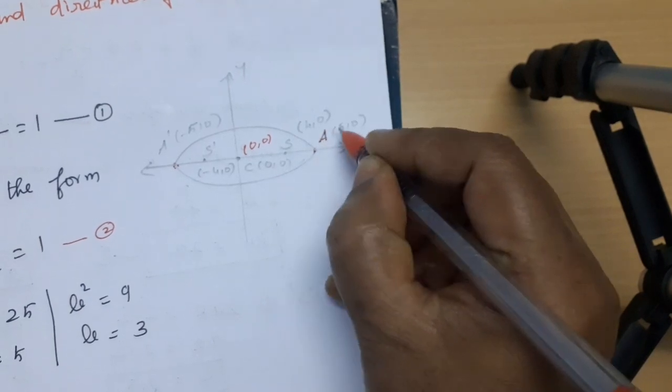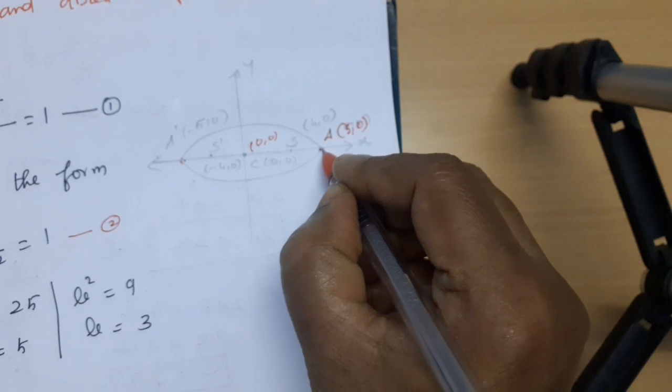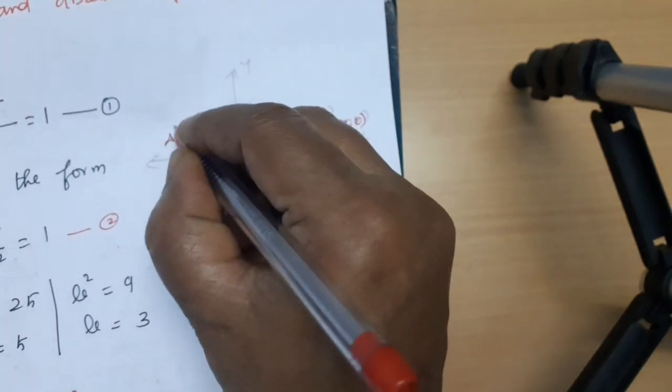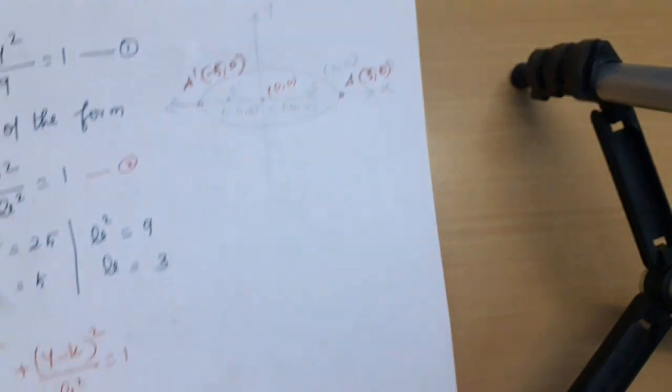I rewrite here. A is the vertices 5 comma 0. The end point of the ellipse is nothing but the vertices. A dash is minus 5 comma 0. Minus 5 comma 0 is the vertices.